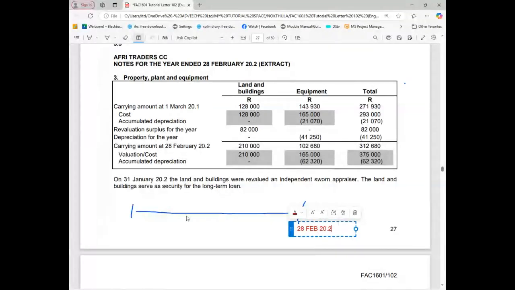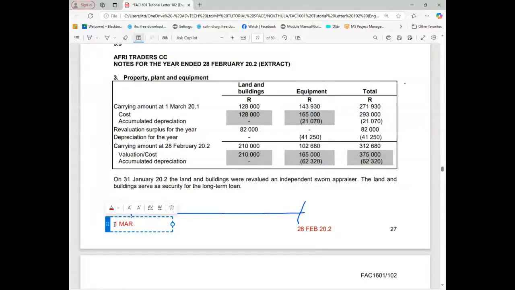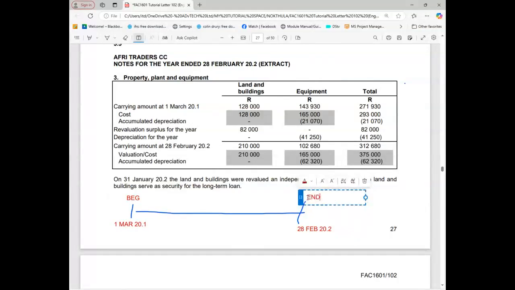So we started here, 1 March 2021. Remember, this is the beginning, and this is the end, the year end. Here you need to first focus on the beginning.